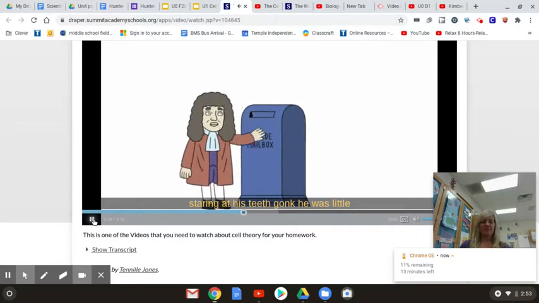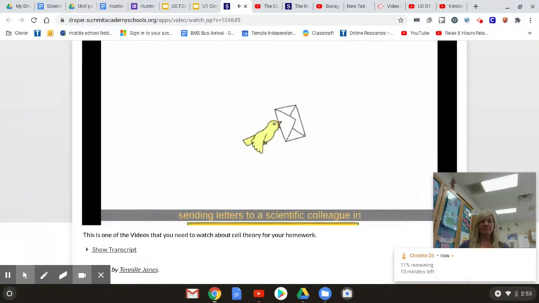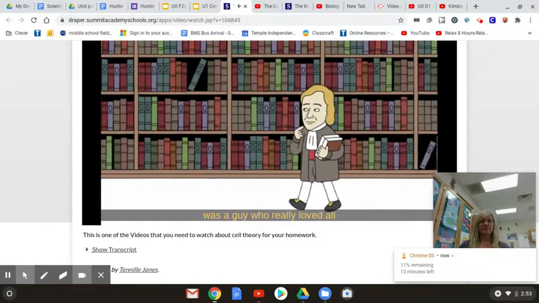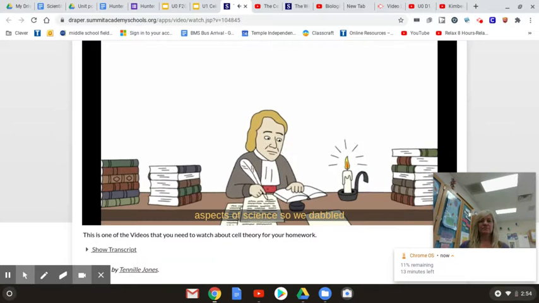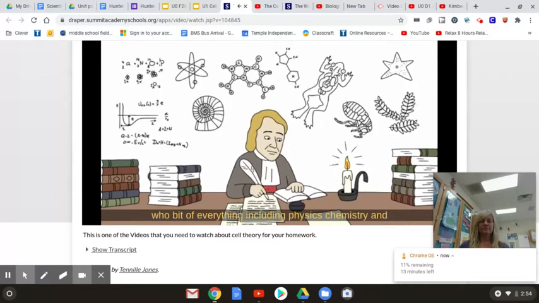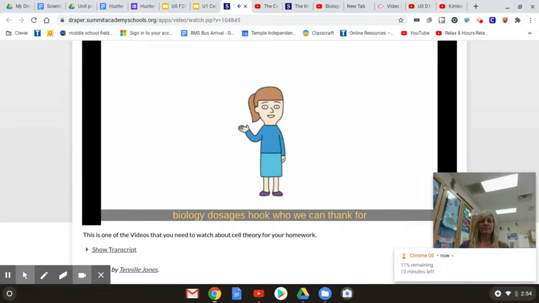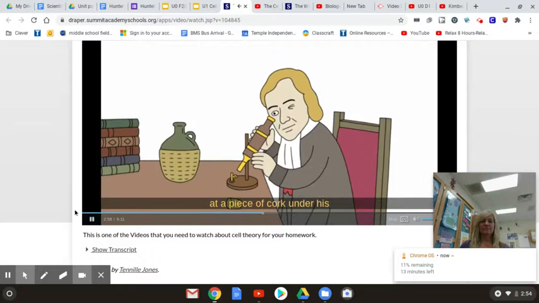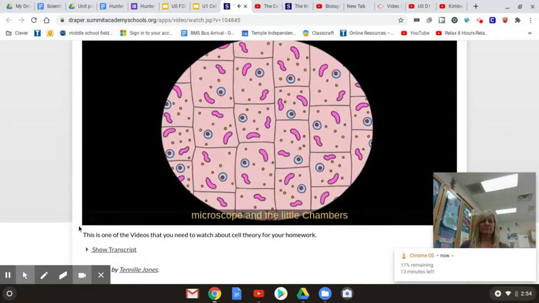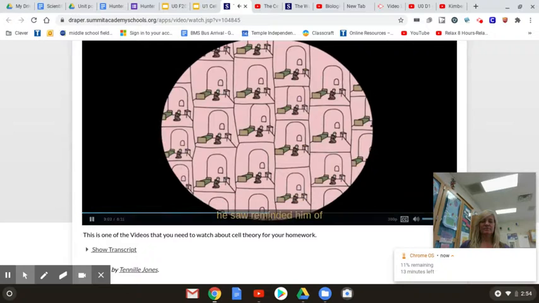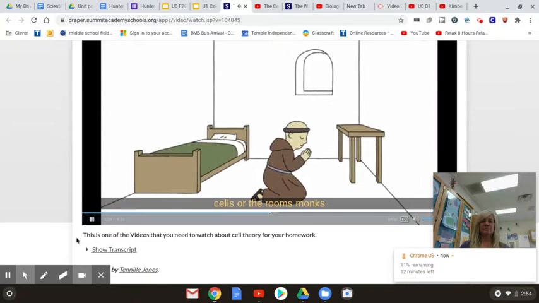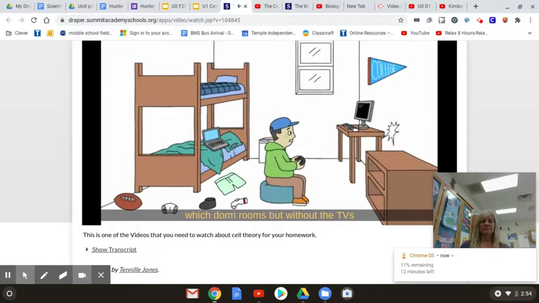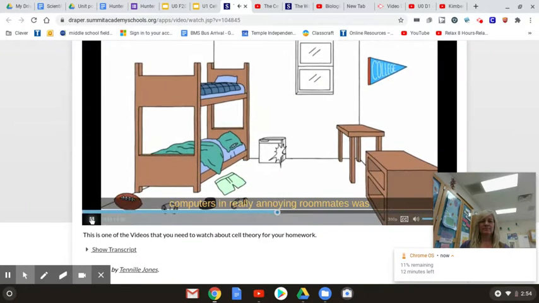Gunk. He was also sending letters to a scientific colleague in England by the name of Robert Hooke. Hooke was a guy who really loved all aspects of science, so he dabbled in a little bit of everything, including physics, chemistry, and biology. Thus it is Hooke who we can thank for the term the cell, as he was looking at a piece of cork under his microscope, and the little chambers he saw reminded him of cells, or the rooms monks slept in their monasteries. Think college dorm rooms, but without the TVs, computers, and really annoying roommates.